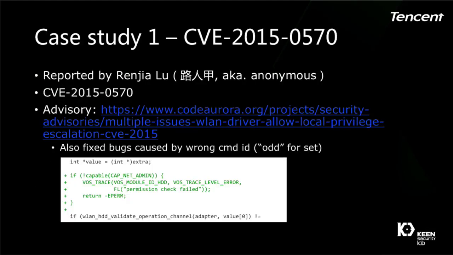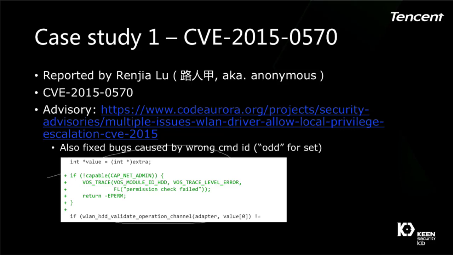This vulnerability was reported by an anonymous source, which in the bulletin was translated as 人假路, which is actually 路人甲, meaning anonymous in Chinese. Pretty interesting. It was assigned the CVE number 2015-0570. In the advisory released by Qualcomm, it is also notable that they fixed something caused by the odd I/O control number rule we mentioned earlier, adding some specific checks in the I/O control handlers themselves right here.